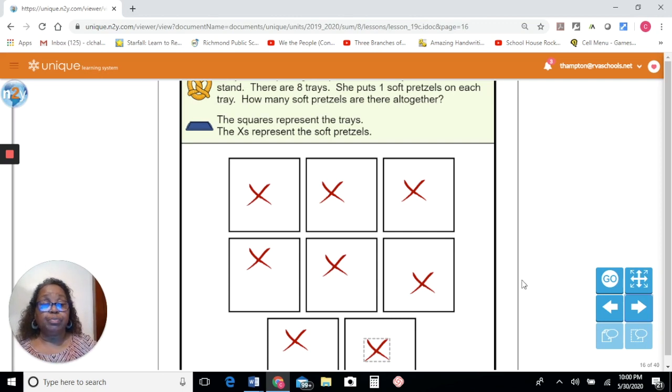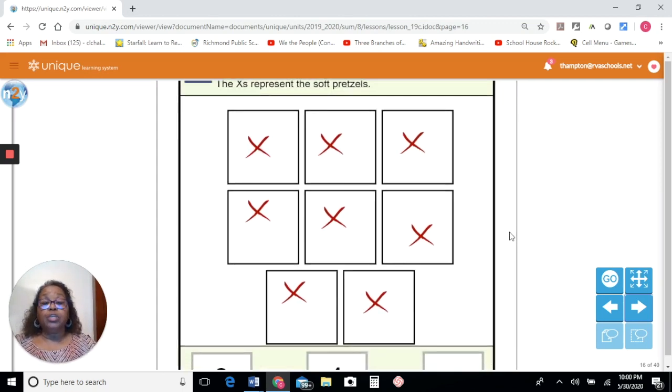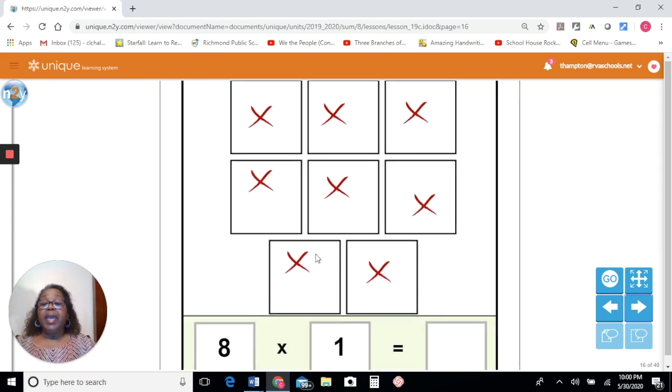So the answer would be, let's count because we know altogether means that it's going to be addition. Multiplication is repeat addition. If we were using repeat addition, it would be 1 plus 1 plus 1 plus 1 plus 1 plus 1 plus 1 plus 1. That's a lot of writing. It's a lot to do. We can use multiplication and just put 8 times 1. 8 trays, 1 item on each tray, 8 times 1.